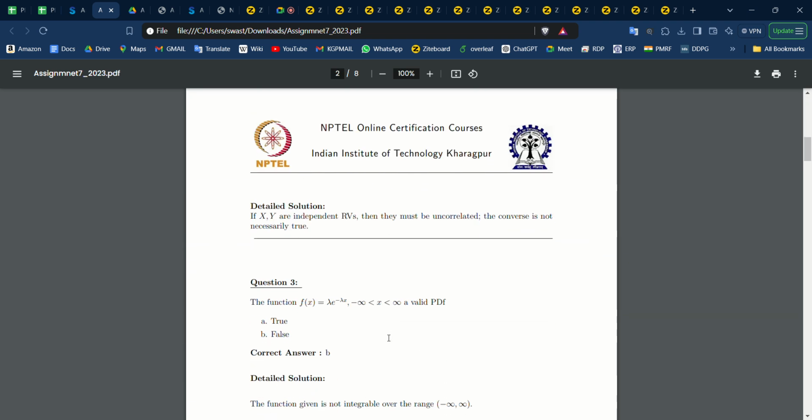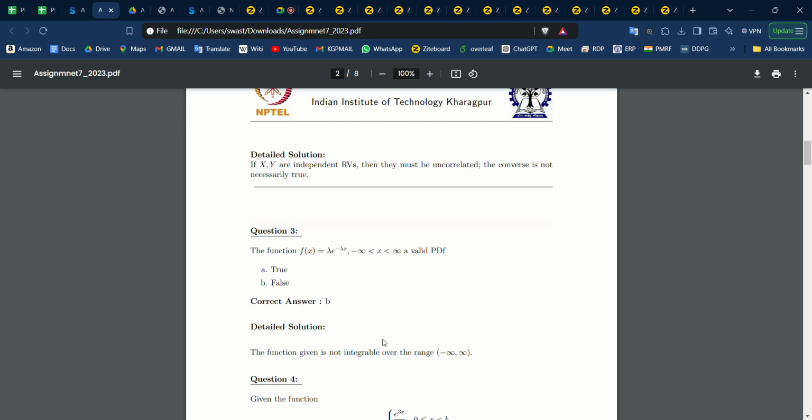And now in the next question, question number 3: f(x) equals lambda e to the power minus lambda x, where x is in the entire range of real numbers, is a valid PDF. So what is this distribution? This distribution is basically the exponential distribution. They are saying that the range of x is minus infinity to infinity. Now, is this a valid PDF? They are asking, is it true or is it false?